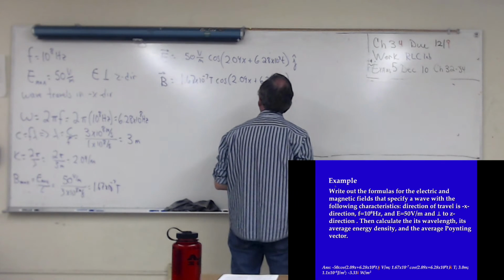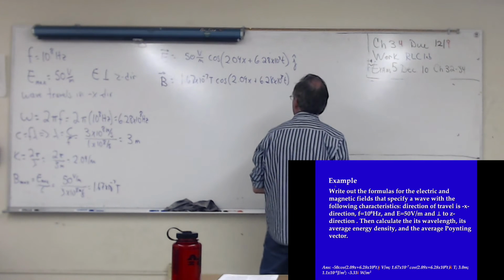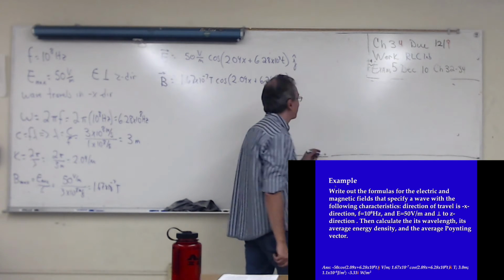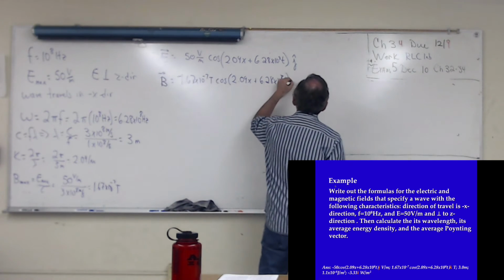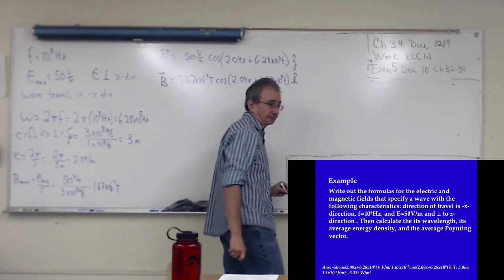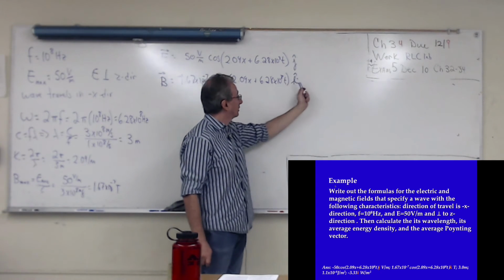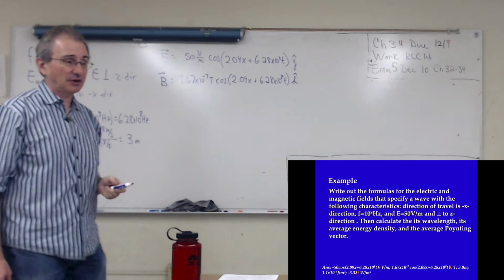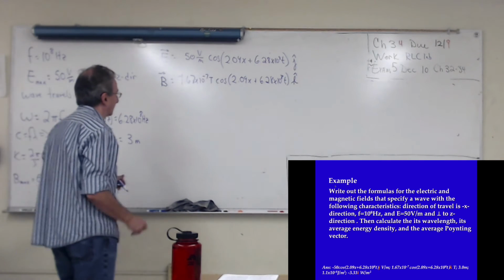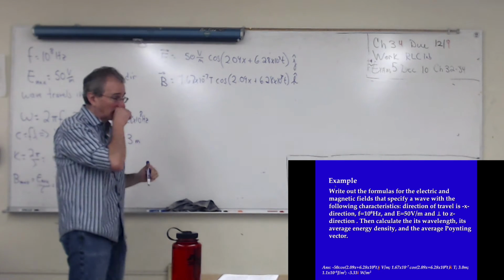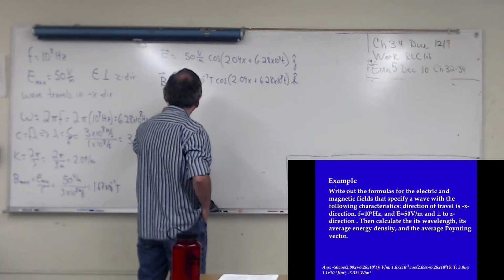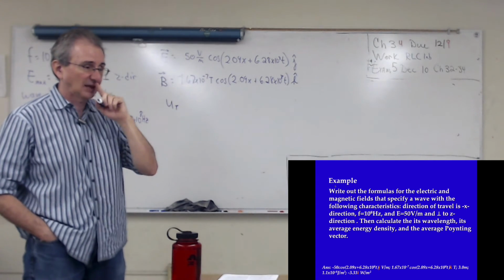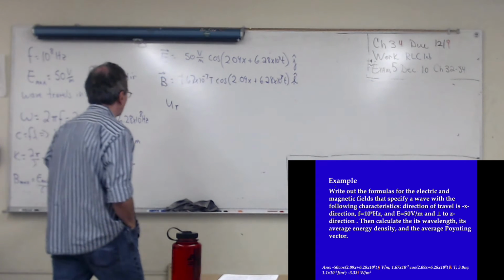I cross J cross K is I hat, so this has got to be in the minus K hat direction. If this was in the minus J hat direction, then this would have to be in the positive K hat direction. Now I want the total energy. Actually, I want the average energy density, so I want U total average.